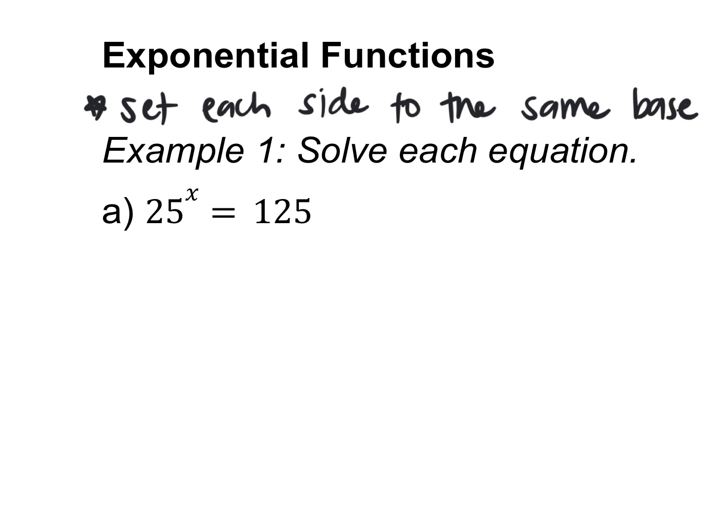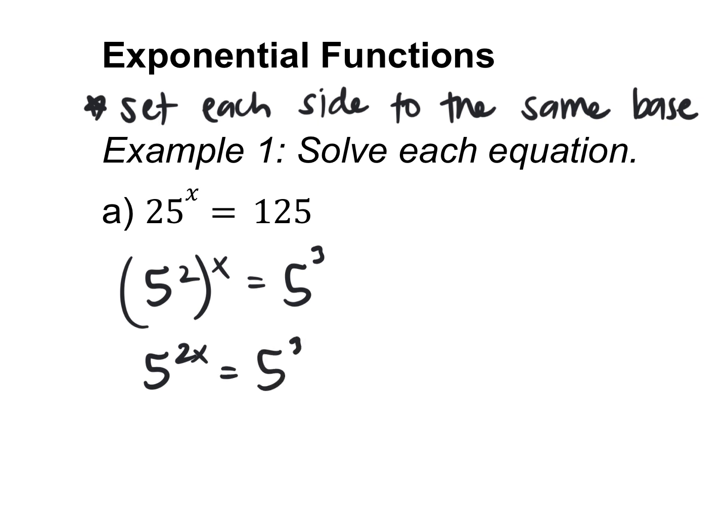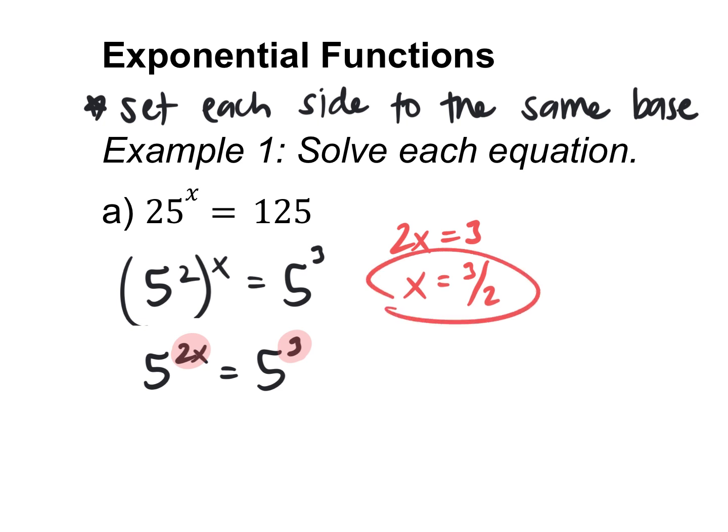So 25 and 125, what can I have the same base be? 5. So this becomes 5 squared raised to the x power. 125 is 5 to the 3rd power. Well, if I have a power raised to a power, that's the same as multiplying. So I've got 5 to the 2x is equal to 5 to the 3rd. And now, if I know that they have to be equal, the bases are the same. So I just set the exponents equal to each other. So I now have 2x equals 3, which means x equals 3 halves. Is it coming back?